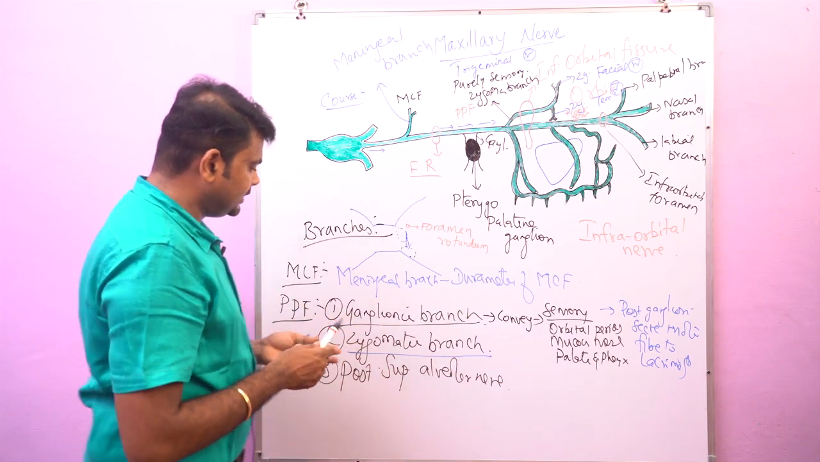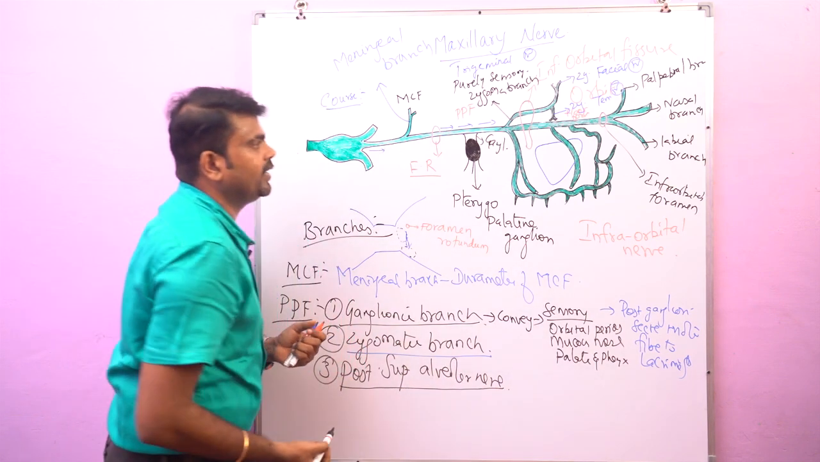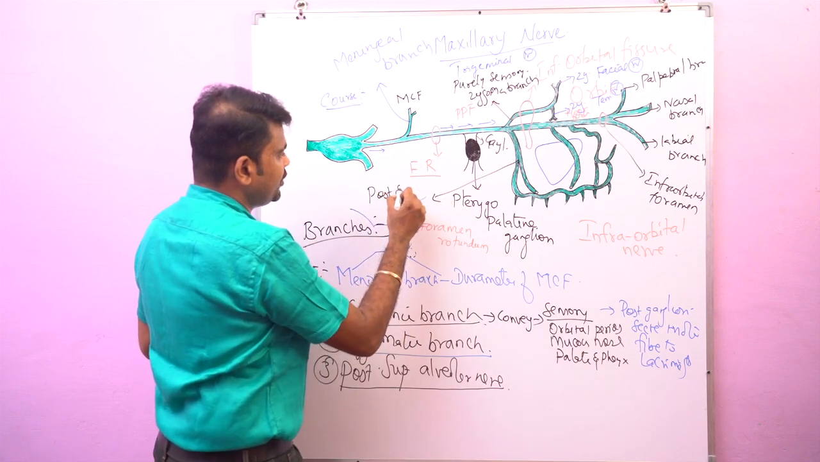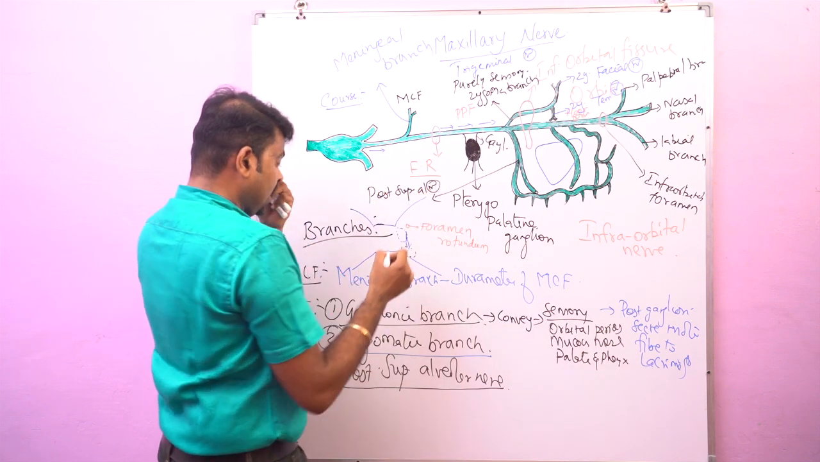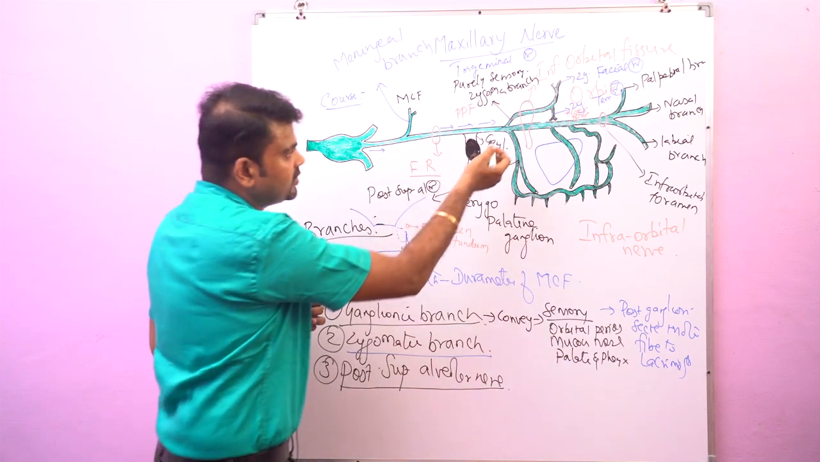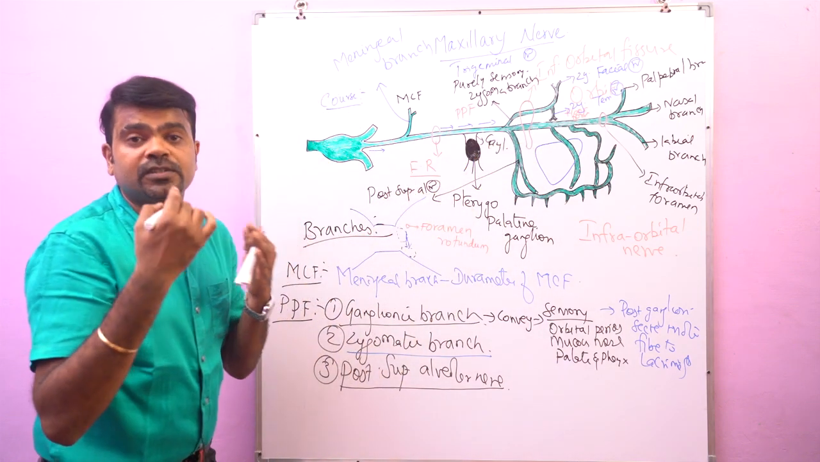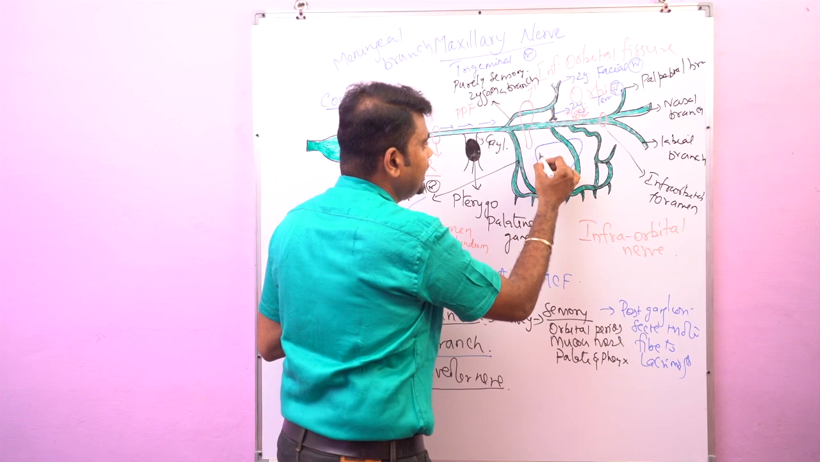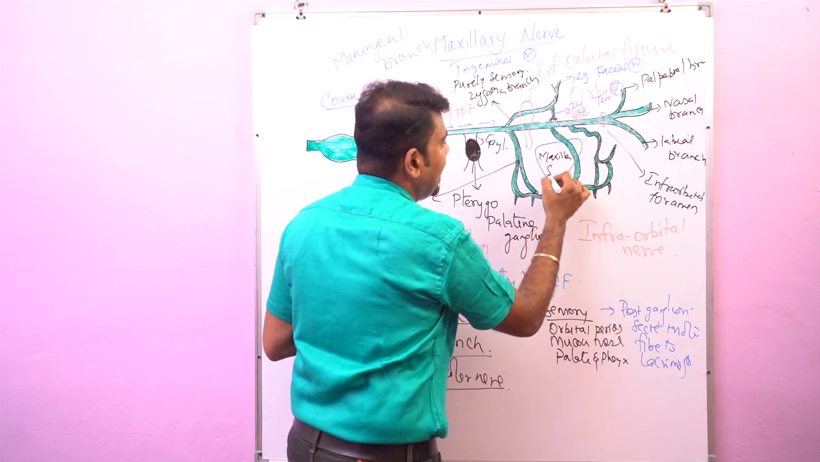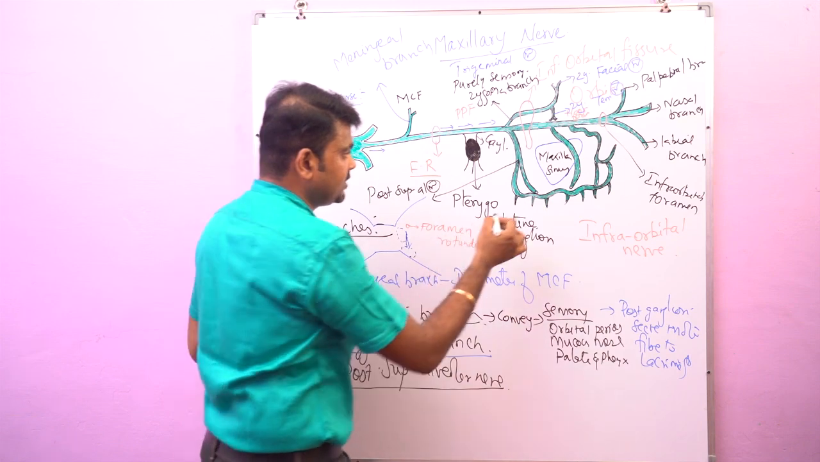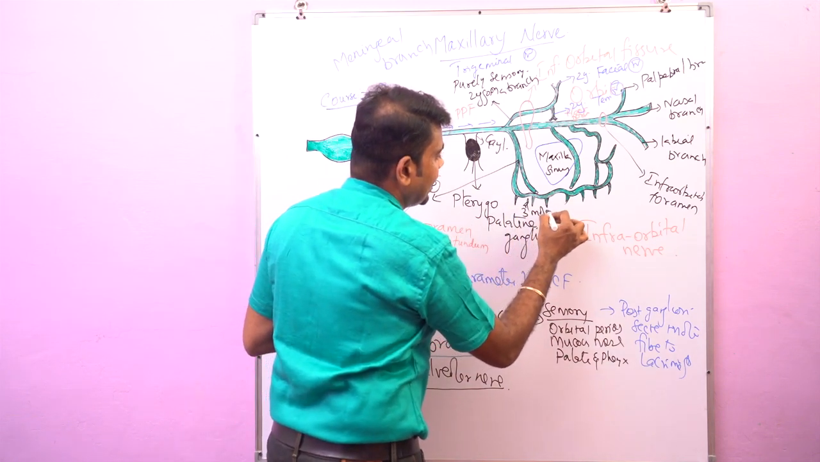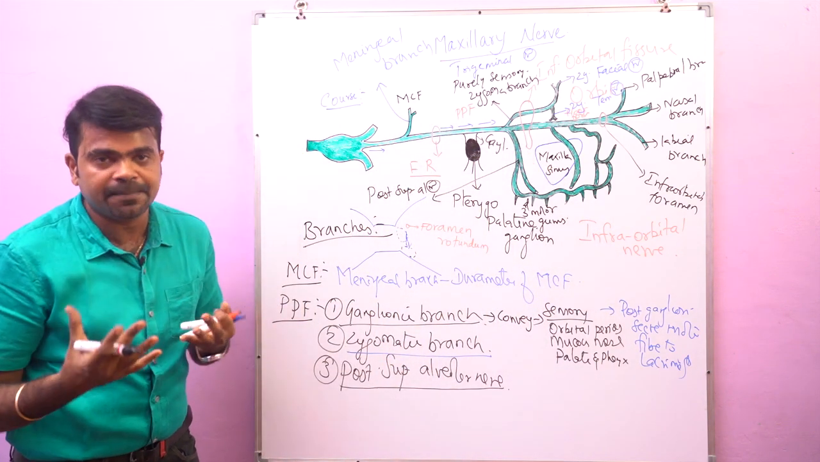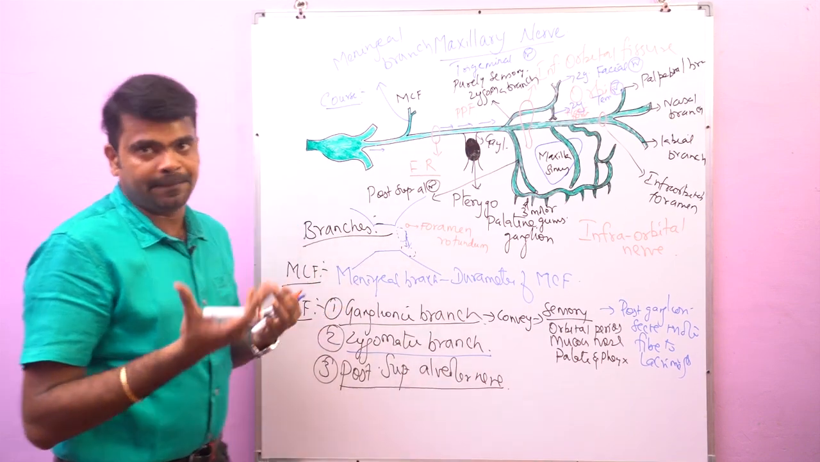And then one more branch, we'll see the posterior superior alveolar nerve. This posterior superior alveolar nerve passes downwards, through the foramina present in the posterior surface of the maxilla, and supplies one important sinus, the maxillary sinus. It also supplies the third molar teeth and adjoining gums. This posterior superior alveolar nerve breaks up and gives rise to the superior dental plexus.